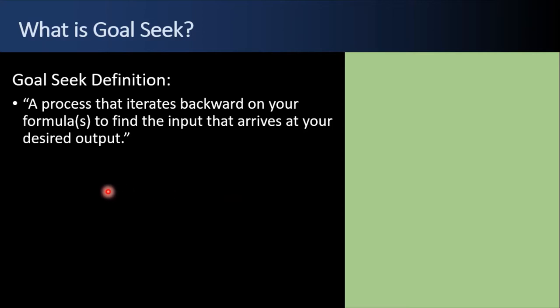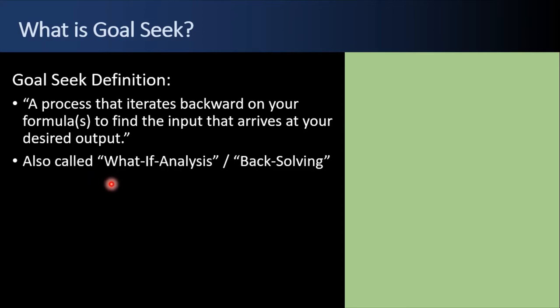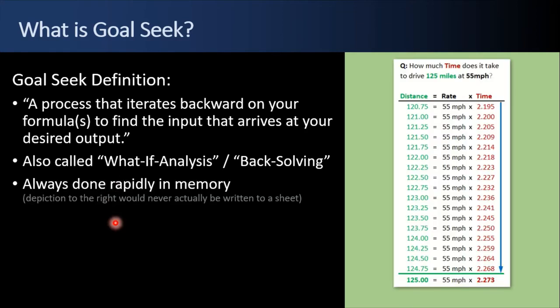And Goal Seek lets you identify in the output cell, I want this value. Excel, go apply Goal Seek, run iterations on the input cell to find the value that arrives at the desired output value. That's what Goal Seek's all about. It's also called what-if analysis, or back solving. And it's always done rapidly in memory.